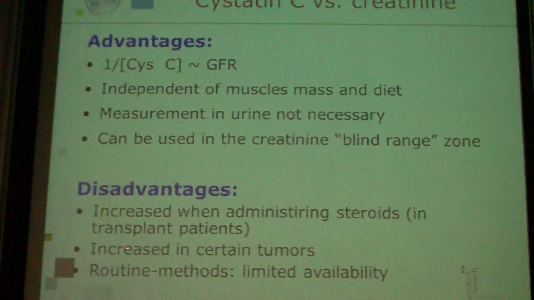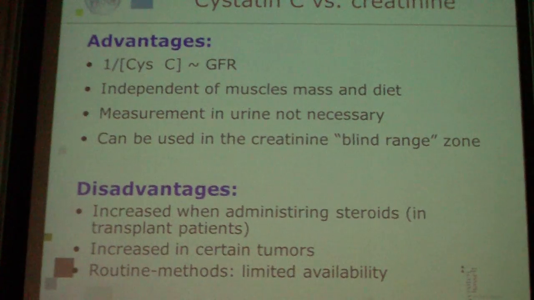One of the disadvantages is that the routine methods are limited available, so you don't have it available on all large platforms, usually in the ELISA format, and some specific manufacturers can offer this parameter. One of the disadvantages is also that it's increased when administering steroids, for instance in transplant patients, and it's also increased in certain tumors. But one of the large advantages is that there's a straightforward correlation with GFR. It's independent of muscle mass, independent of diet, so it's a very steady state protein. You don't need to measure it in urine, only in serum. And it's much more sensitive in the blind range of creatinine, so you have a much earlier discovery of the kidney disease.